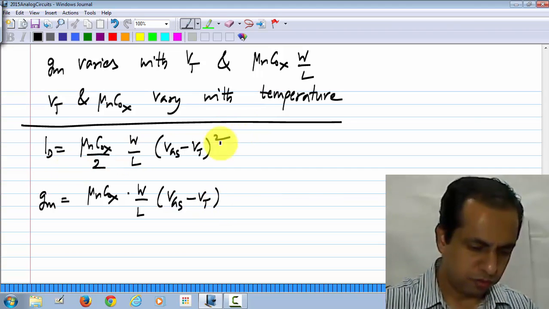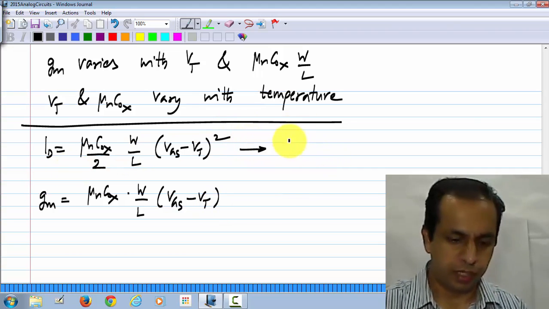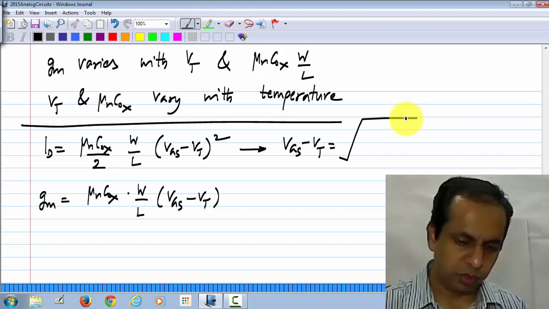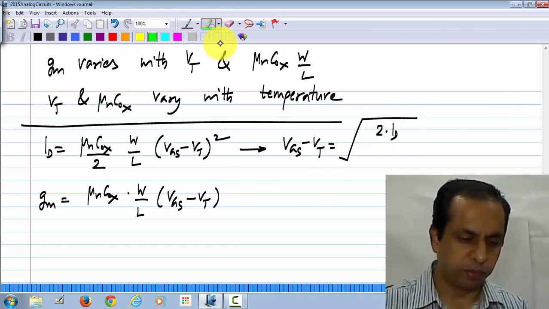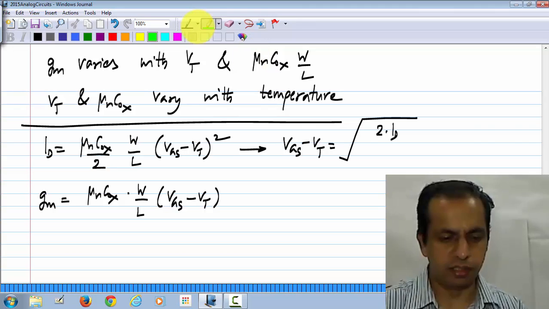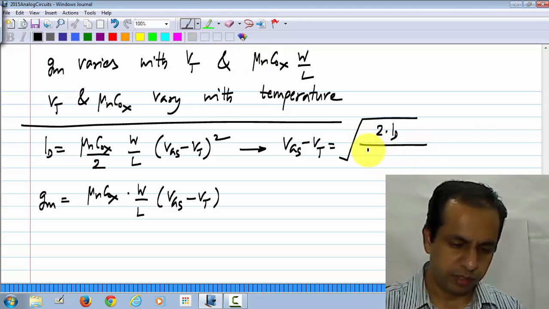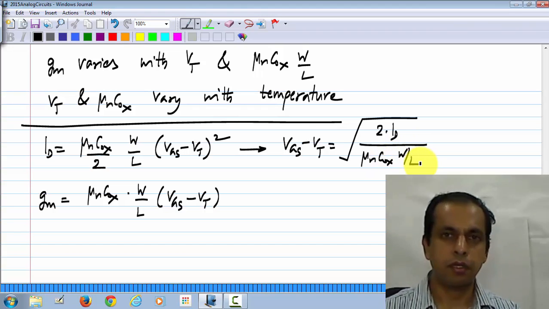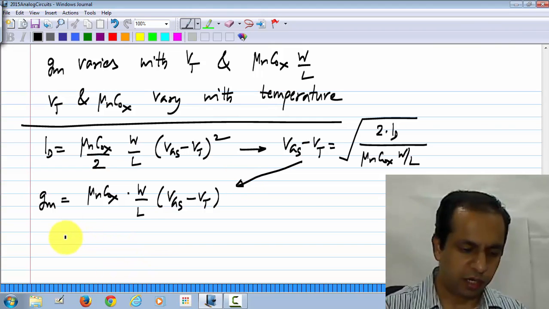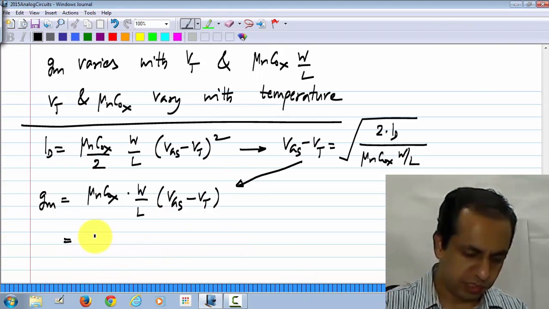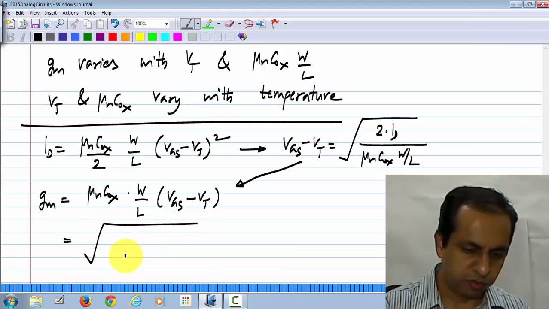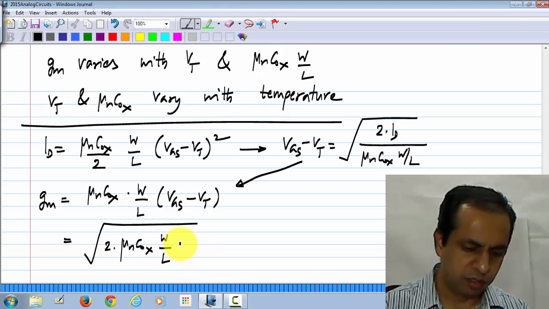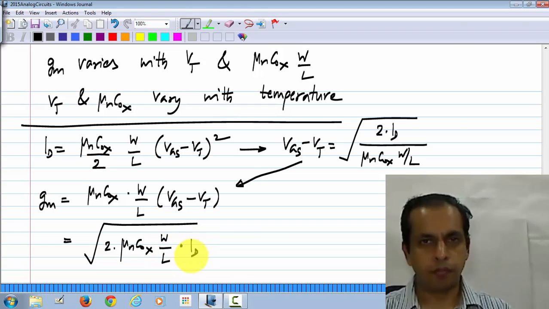Now from this we can write VGS minus VT as square root of 2 times ID divided by mu and Cox W by L. All I am doing is solving for VGS minus VT here, just try it yourselves. And if I substitute that in there, I will get another expression for GM, which is square root of 2 times mu and Cox W by L times ID.